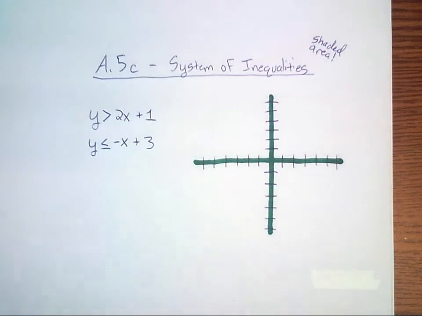Now, this is kind of similar to a system of equations, where you can actually graph a system of equations to find the answer. However, we don't care about the area of intersection or the point of intersection at this point. We're actually going to care about an entire shaded area.